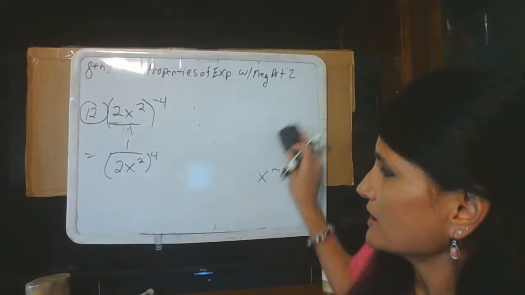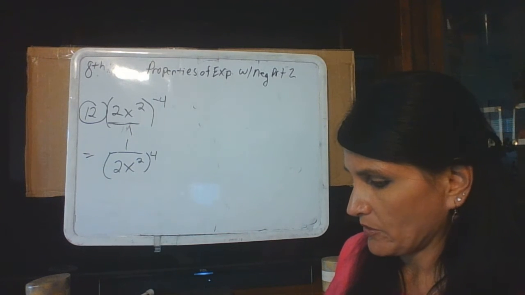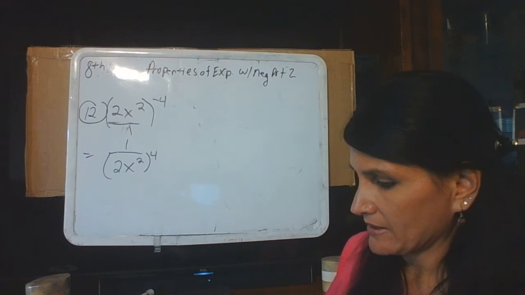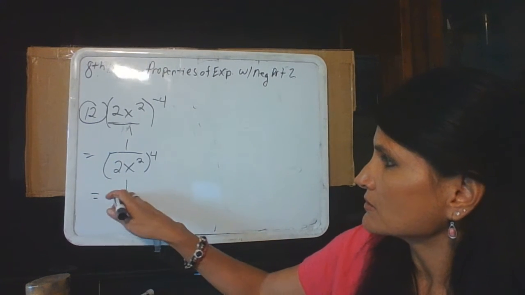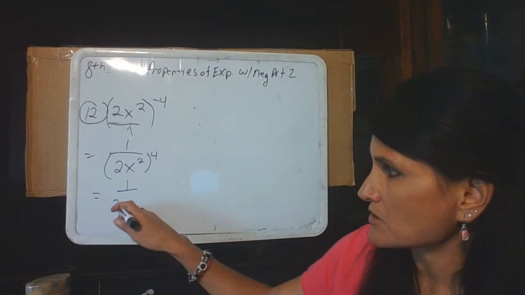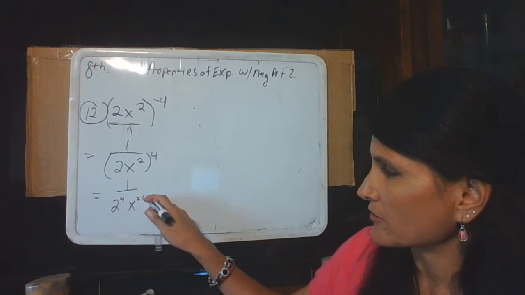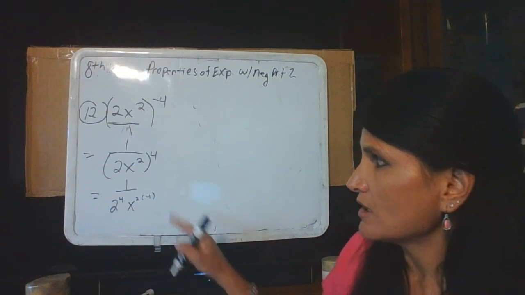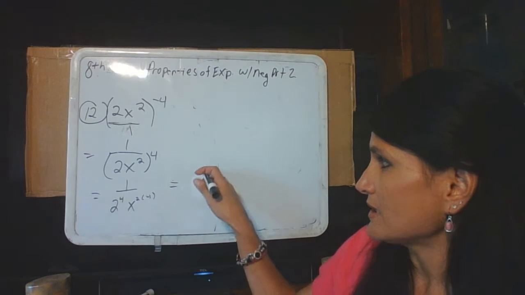So we're going to take 1 over 2x squared to the 4th power, and we're going to say this equals, now everything in here is being raised to the 4th power. That means 2 is being raised to the 4th power, and x squared is being raised to the 4th power as well. So both of those are being raised to that power.